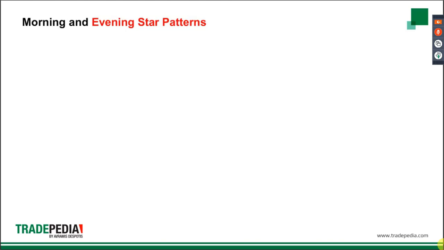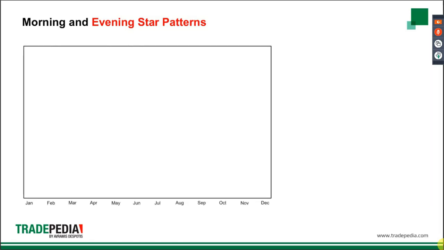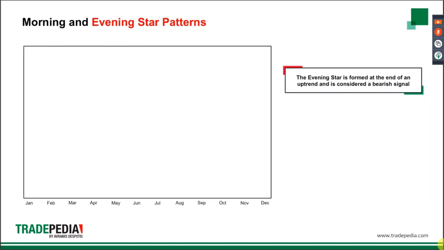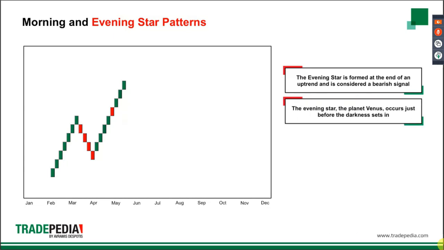Okay, so we also have morning and evening star patterns. These are the more common ones that we have. These are usually found at the end of an uptrend. So for example, at the end of an uptrend, you have a bearish signal here, which is the evening star. The evening star, or what they call the planet Venus, occurs just before the darkness sets in. This is basically how it looks over here. In a bullish trend, you have one bullish pressure that's pushing up, and then one small one at the top, which shows that bullish pressure is decreasing before reversal.